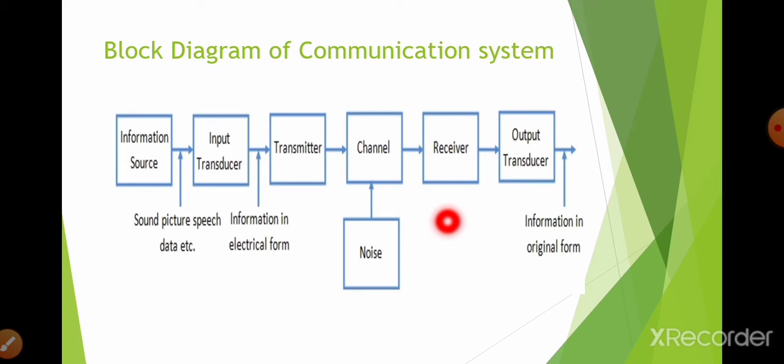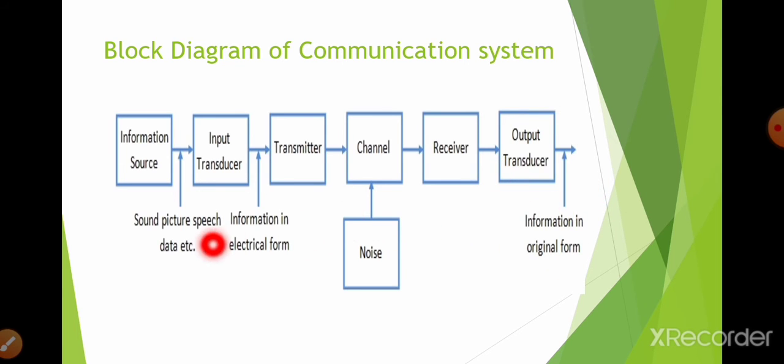That means the original information plus unwanted signals are there at the receiver. So what happens? The receiver receives that contaminated signal. It eliminates the noise and generates the original form of the signal, and that is applied to the output transducer. The output transducer converts the electrical form of the signal into the original form.